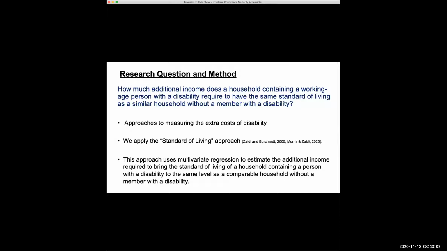So the standard of living approach is a statistical approach. It estimates the additional income that's required to close the standard of living gap between households with and without disabilities. It uses national household data to compare the standards of living of similar households. One example would be if two households lived in the same geographic area, had similar household size, and a similar racial and ethnic composition, the household that contained a member with a disability would have extra costs, which this method can then get at showing.